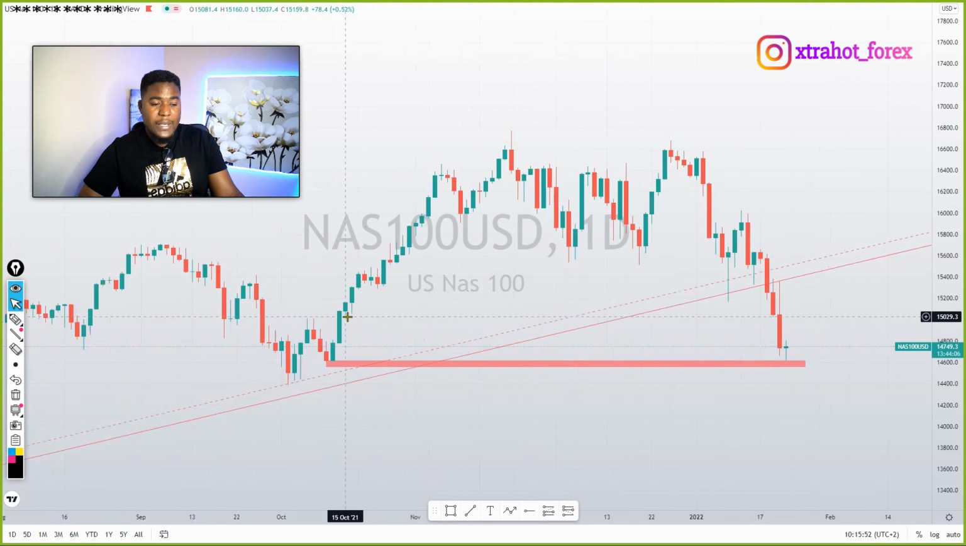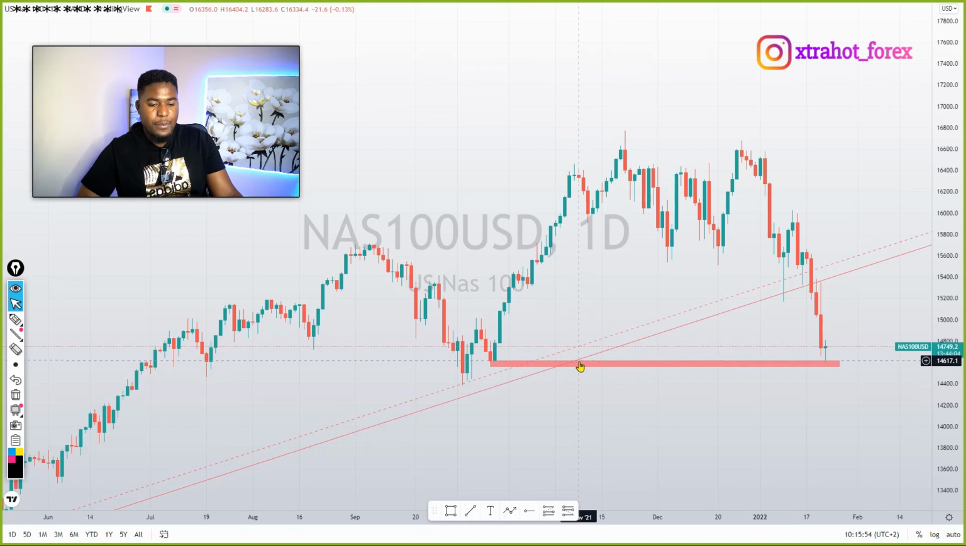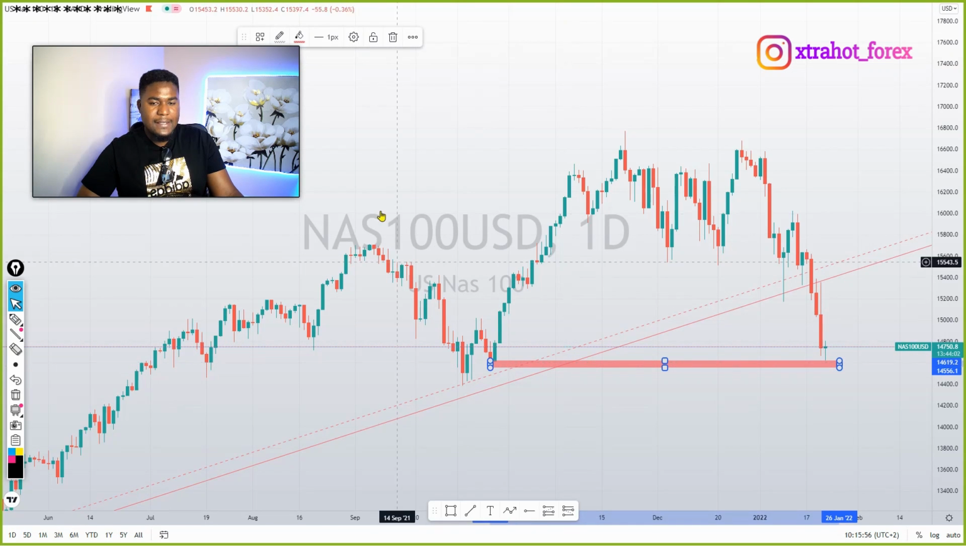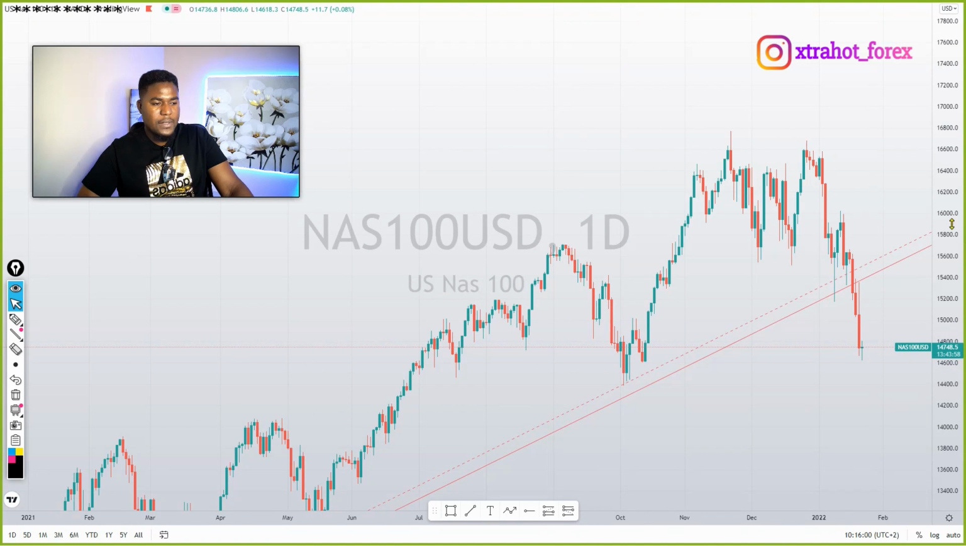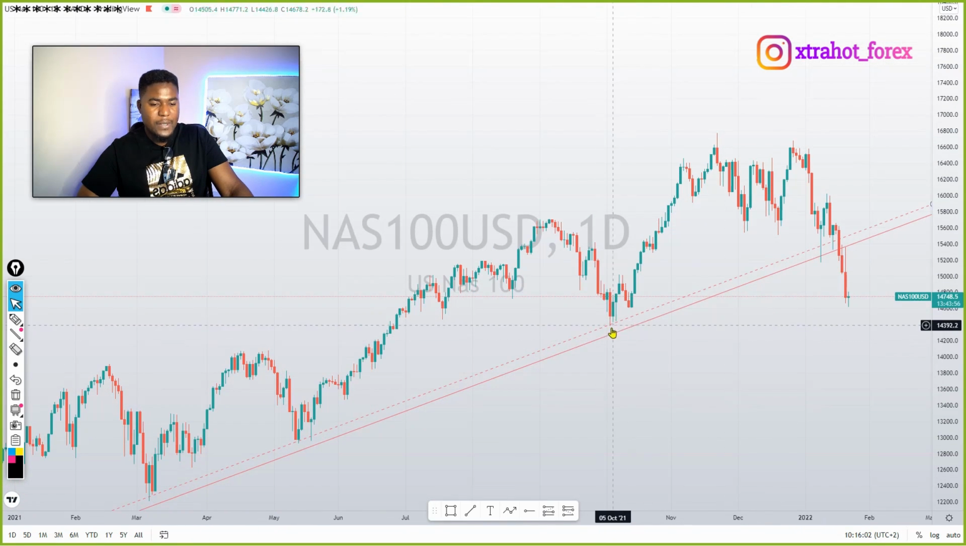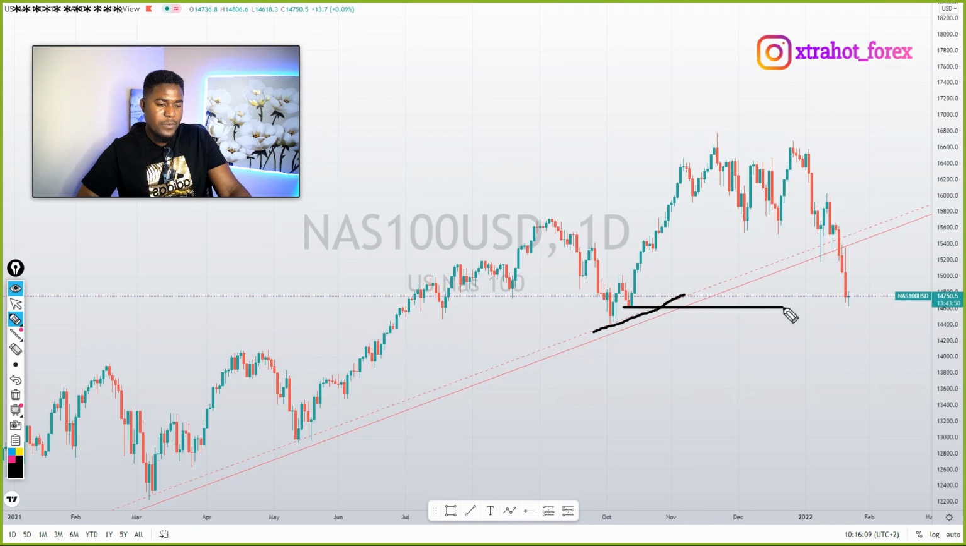So where can we say we have a support? I don't think this is the strongest support that we can get out there. Why? Because actually it was diagonal. It was going like this. So we don't know if this area is going to be our support area, but we just have to wait for the market.